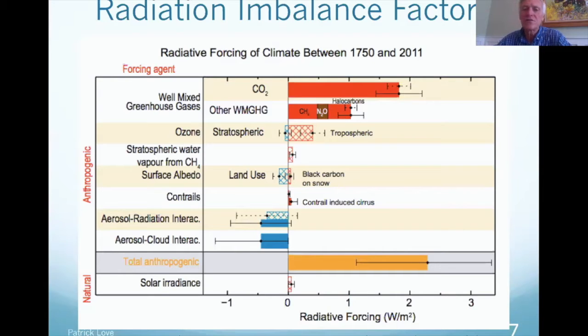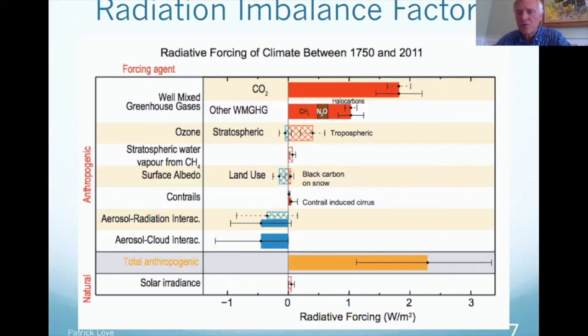So I will go down this graphic. Over on the left is basically the forcing agent. In other words, what is causing the radiative forcing? And on the right is a colored bar, which shows the amount. And then there is an error bar in each one. In other words, there's an estimate of how wrong we could be.